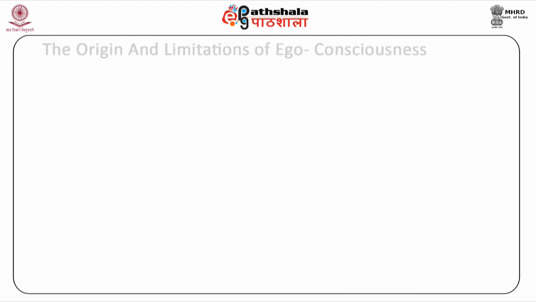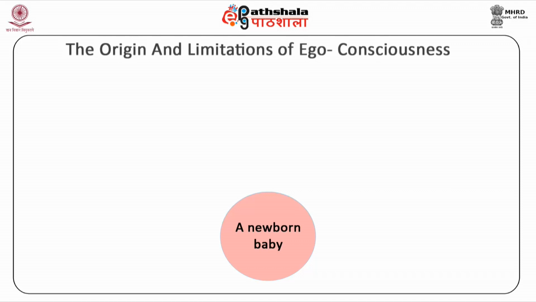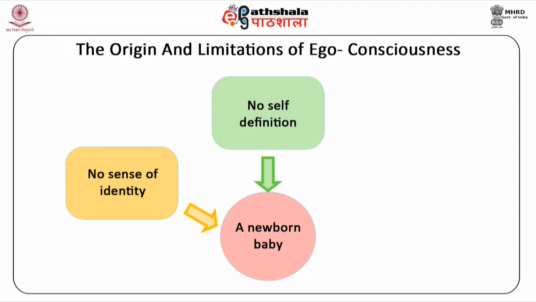The origin and limitations of ego consciousness. The newborn baby has little or no sense of identity and self-definition as a distinct being, separate from his surroundings. The baby is born into a society that functions by way of the distinctions it makes. In the view of the adults who look after the infant, there are those who are good and those who are bad. There are insiders and outsiders, parents and children, and so on.